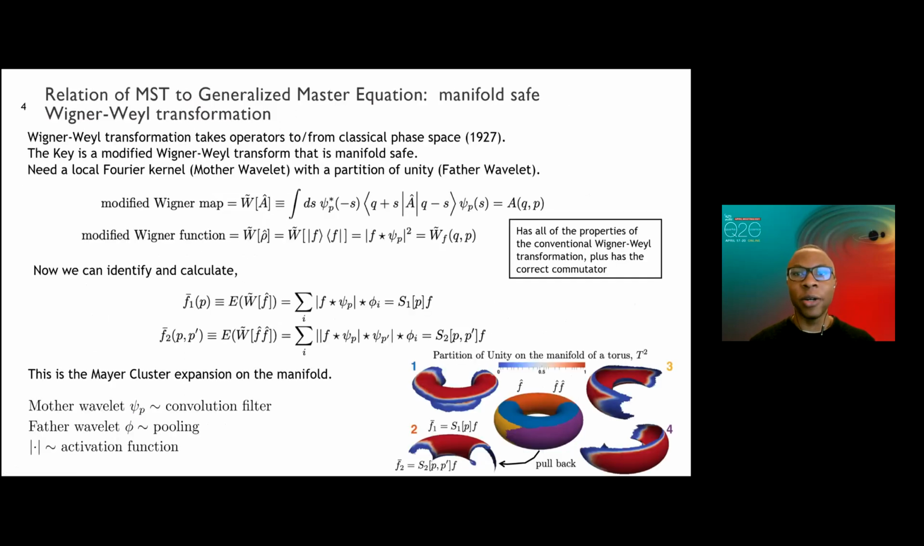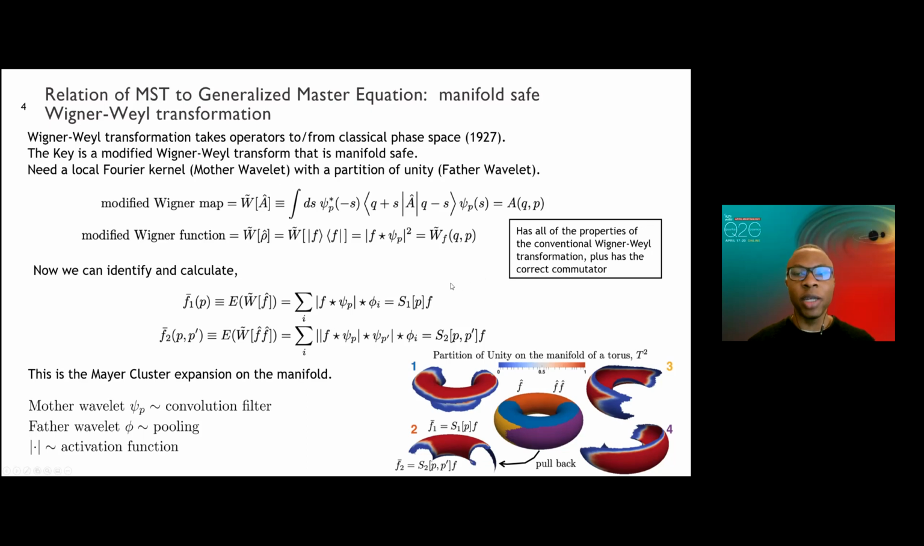So next, I'll talk about how the MST relates to the generalized master equation through the manifold safe Wigner-Weyl transformation. The Wigner-Weyl transformation in general takes operators either to or from a phase space, but for this purpose, we actually modify the transformation so it's a correct commutator and is manifold safe. In order to do that, we define the local Fourier kernel as the mother wavelet of the MST, and actually enforce a partition of unity, which is a father wavelet to the system.